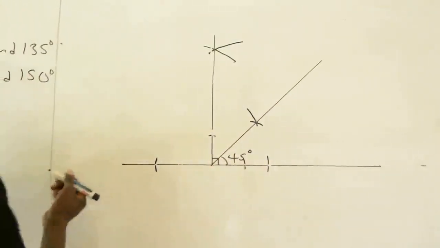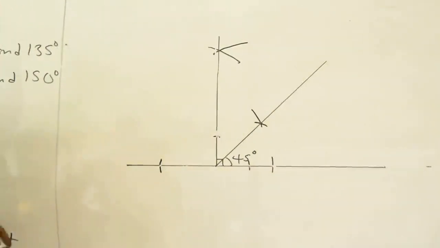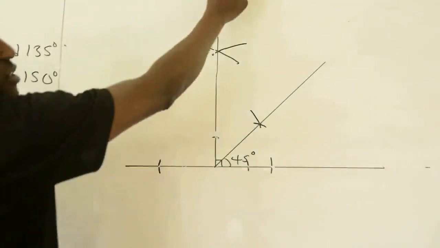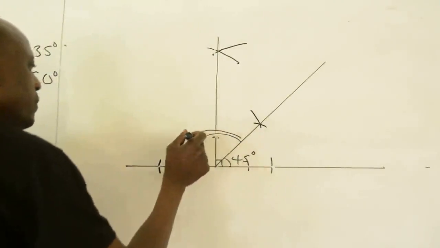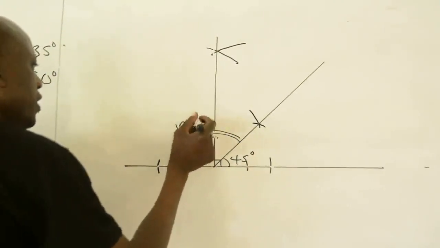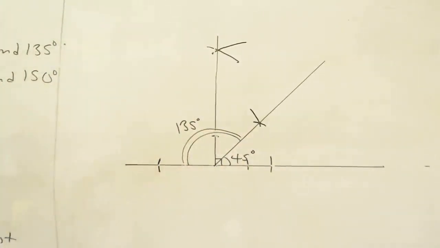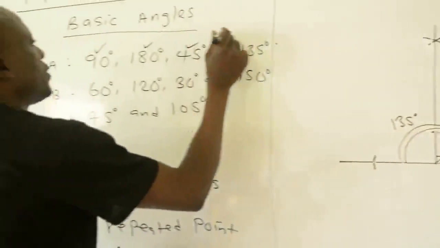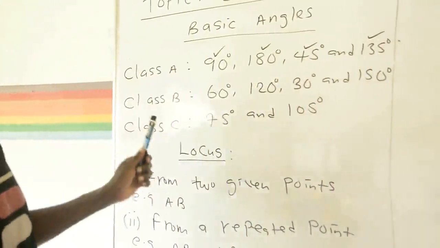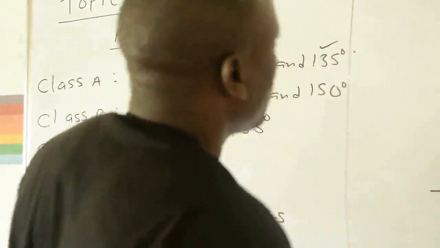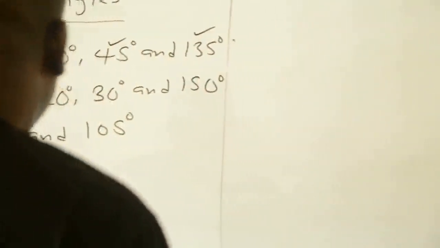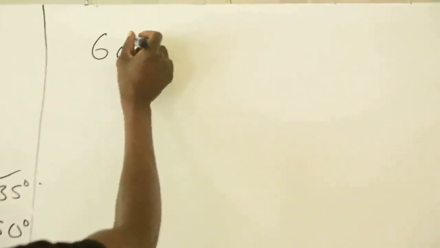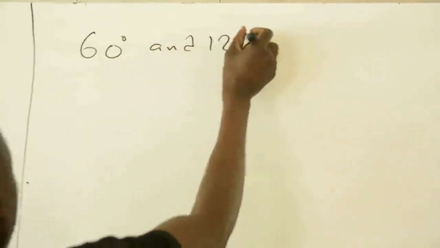Now, we said that sum of angles on a straight line is 180 degrees. So, if you are interested in angle 135, you use this. So, this is 135 degrees. So, we are now done with class A. Let's move on to class B. We are going to consider angle 60 and 120 degrees.